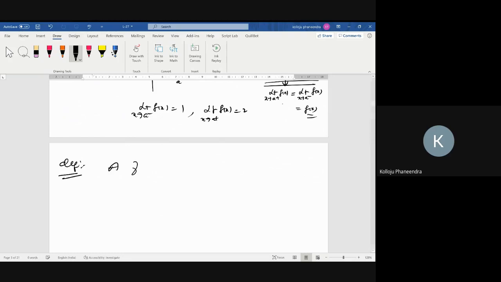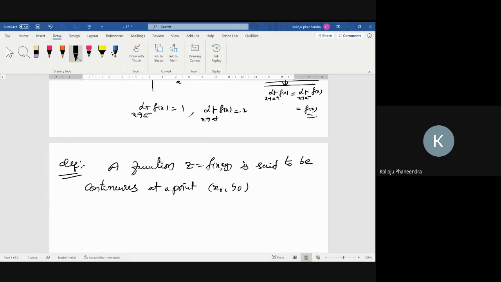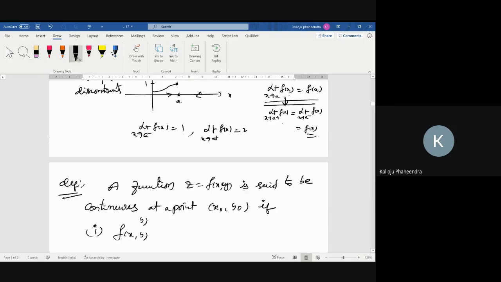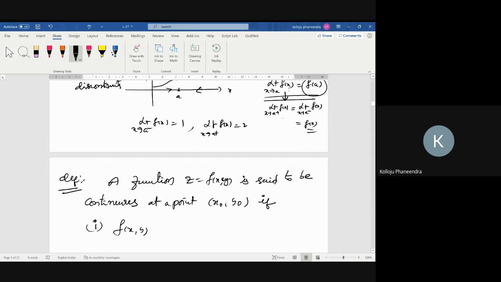A function z equal to f of x y is said to be continuous at a point x0, y0 if, see the conditions. First thing, the function value must be defined here. The function, this is f of a, must be defined. Therefore, here in place of f of x, f of x y is defined at the point x0, y0. This is the first condition. The function must be defined at x0, y0.